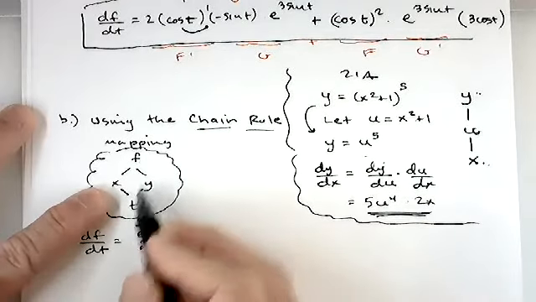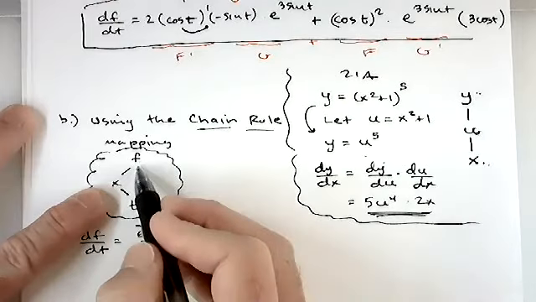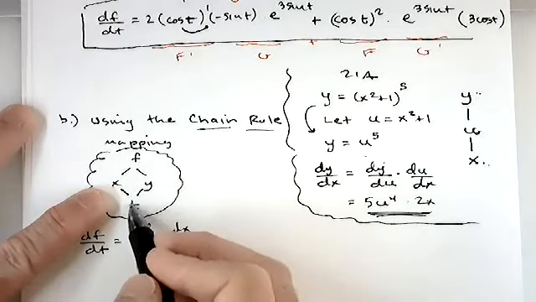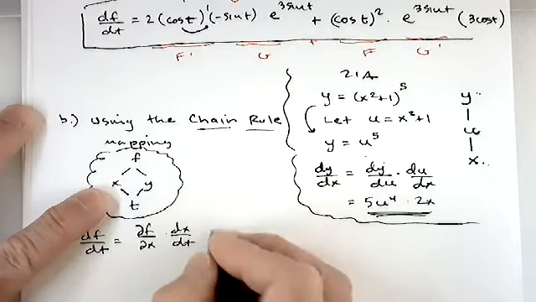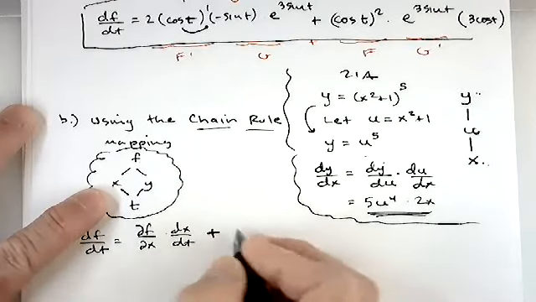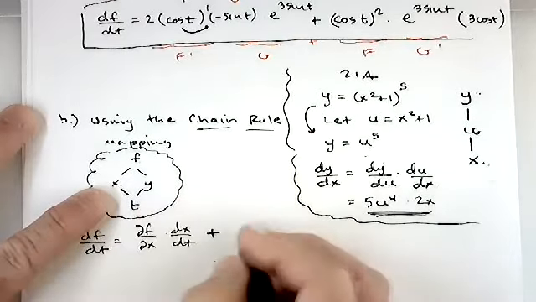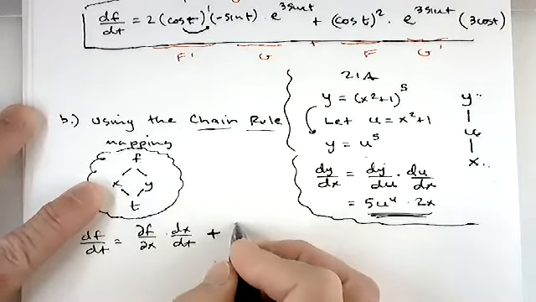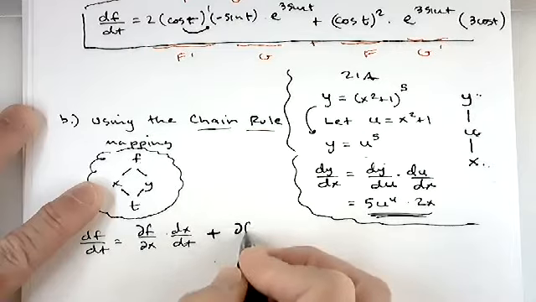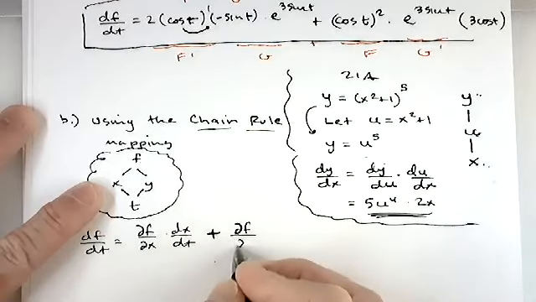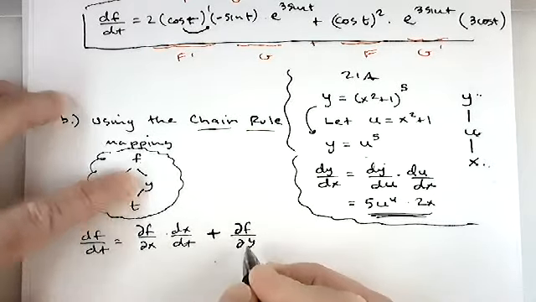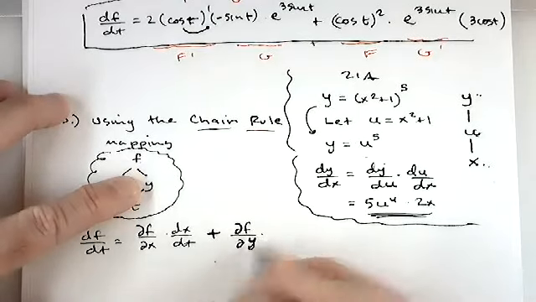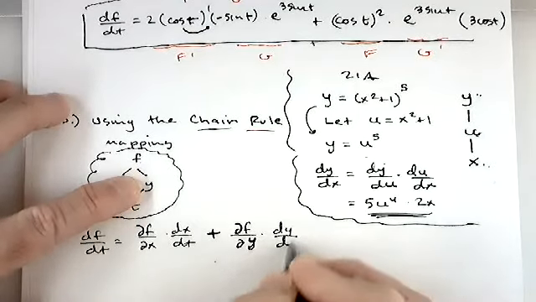But the difference is there's another pathway here. And every time we have another way to get from f to t, we're going to separate that out with a plus, because this is a new pathway. So this would be the partial of f with respect to y from here to here, and then multiply that by dy dt.